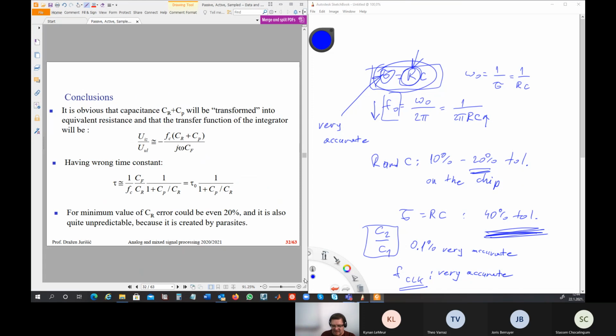Okay? Now we see that the capacitance CR plus C parallel will be transformed into an equivalent resistance, and that the transfer function of the integrator has an error. We have the wrong time constant, and it could be 20%. It is also quite unpredictable because it's created by parasites. So this one here makes no trouble. This one here makes troubles. Okay.